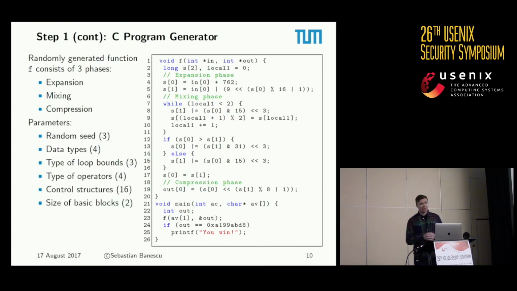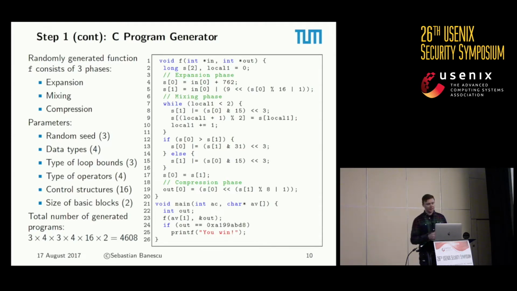Our generator has several parameters, and for our experiments we used these 6 parameters. In parentheses after the name of the parameter, I have how many different values we used for each parameter. So for instance, for data types we used 4. We used char, short, int, and long data types. And for the other parameters, we also use different values, which are explained in detail in the paper. And in total, the total number of programs we generated is obtained just by multiplying these values. So it's exactly 4,608 programs, which have different sizes and complexities.